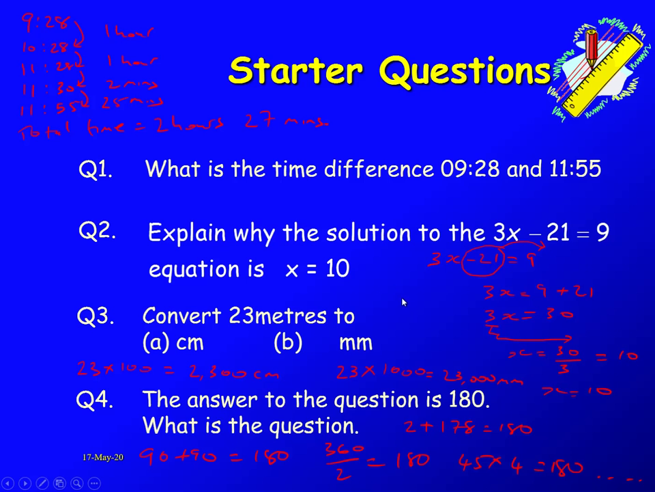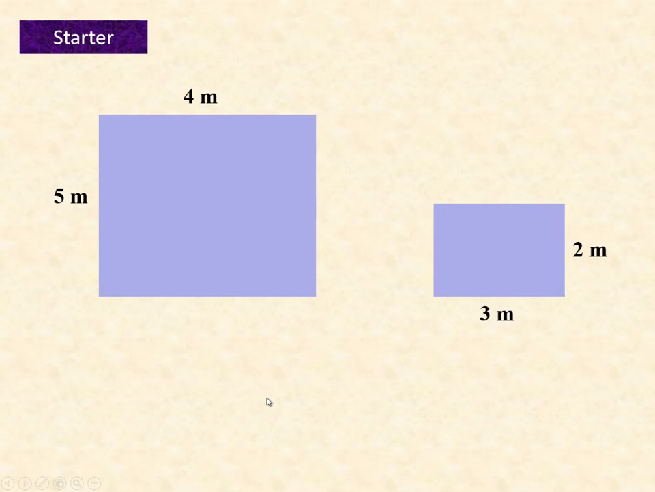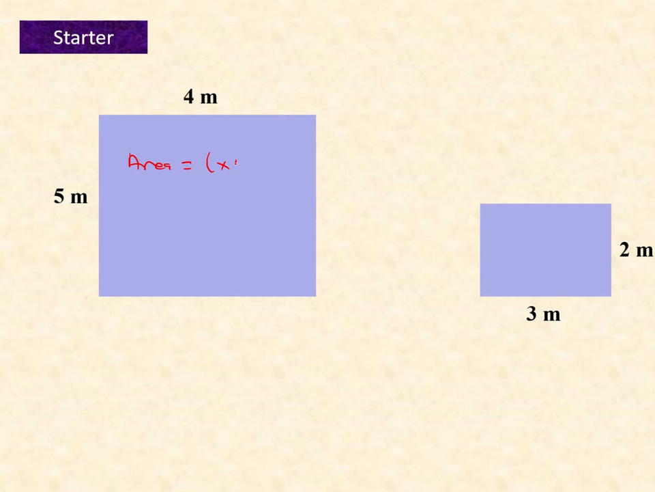Okay, moving on. So that's our first compound shape. It's like we said, 2 or more shapes put together. In this case, I could split this into 2 rectangles. So look at the area of the first rectangle. So I can say area here. And we know the area of a rectangle is length times width. So that's going to be 5 times 4, which is 20 meters squared.